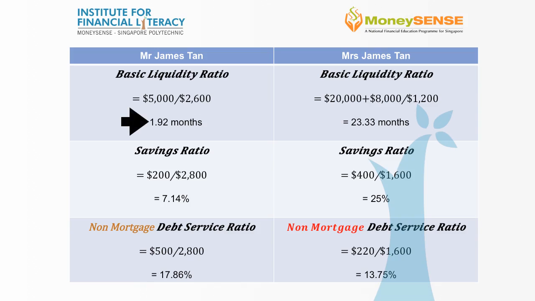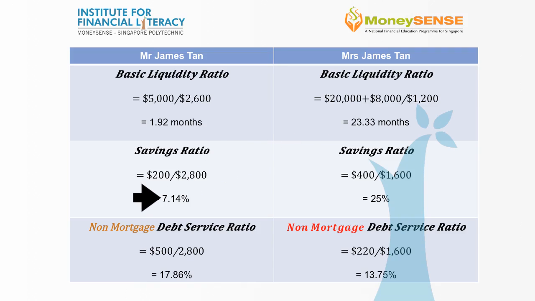Basic liquidity ratio. Mr. James Tan has a basic liquidity ratio of 1.92 months. Mrs. James Tan has a basic liquidity ratio of 23.33 months. Based on the guidelines of having 3 to 6 months of emergency savings, Mr. James Tan has too little emergency funds. He could work towards improving his basic liquidity ratio. Mrs. James Tan has too much in liquid assets and can benefit by investing some of these funds in order to get better returns in accordance with her risk profile.